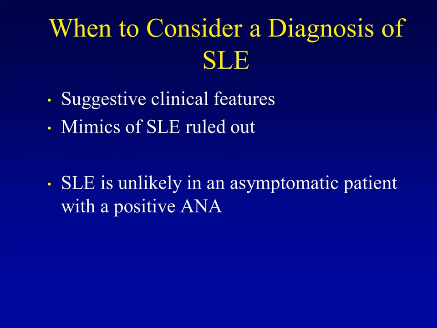Now, lupus is a diagnosis that is sometimes considered, and one needs to consider this diagnosis in several situations. Firstly, when there are suggestive clinical features, and secondly, once mimics of lupus have been ruled out. And I'm going to elaborate on these 2 points in subsequent slides. An important point of note is that SLE is unlikely in an asymptomatic patient with a positive anti-nuclear antibody.